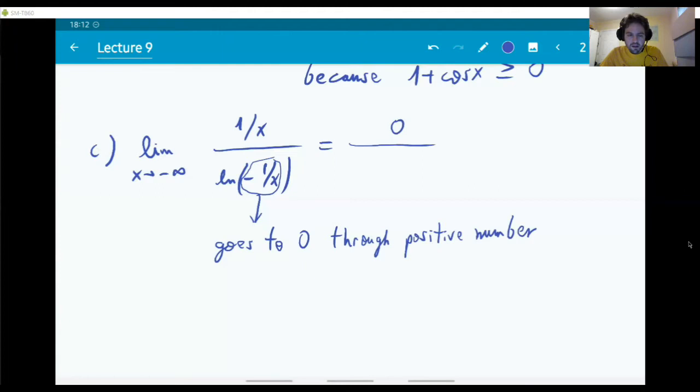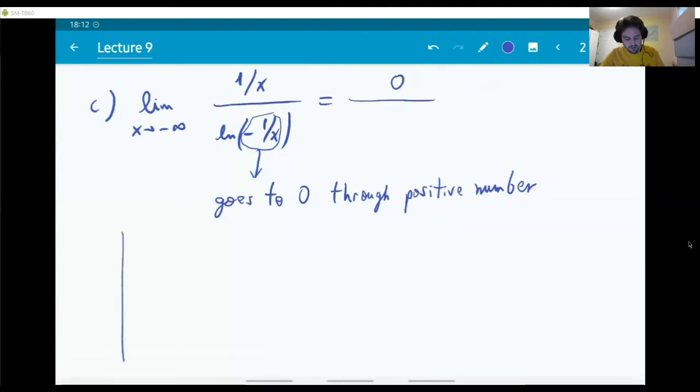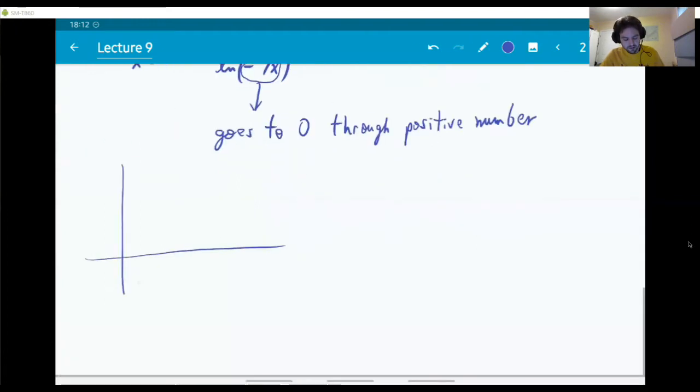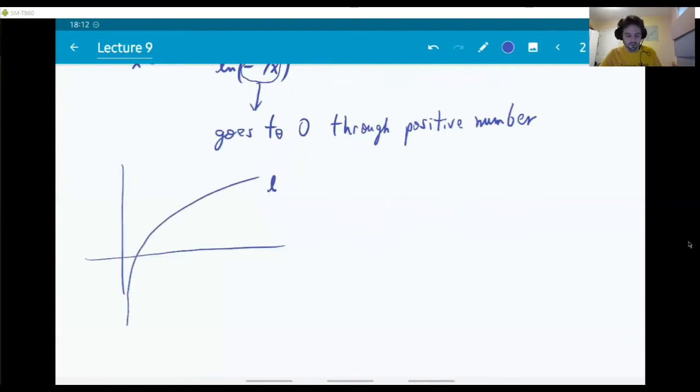But then what is ln of 0? If this number inside of ln is going to 0, ln of that is going to where? Well, ln of 0 goes to minus infinity. The graph of the ln function looks like this. So you see that as you approach 0 from the positive numbers, ln is approaching negative infinity.